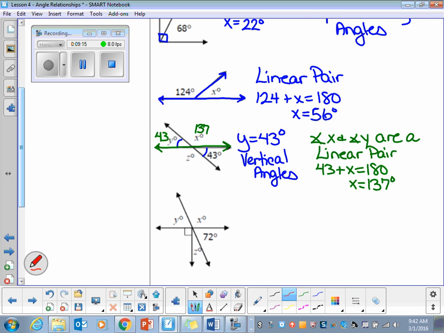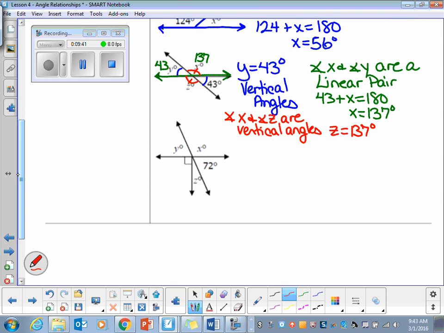And then X and Z are vertical. Angle X and angle Z are vertical, which means they're congruent. So Z is going to be 137°. There's a lot going on in that diagram, but there's even more going on in the next one.